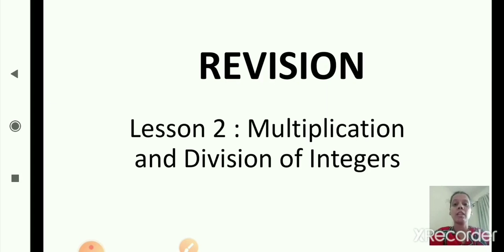I know we are on lesson number 5, but from today onwards we will start with our revision, as you have your exams, and in your exam you have lesson number 2 and lesson number 4 from maths. So today we will start with the revision for lesson number 2. In the next session we will start with lesson number 4. So lesson number 2, multiplication and division of integers. So we will revise now.